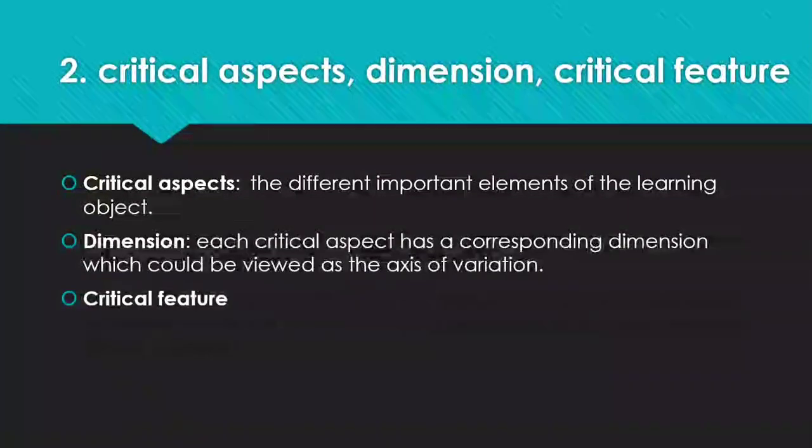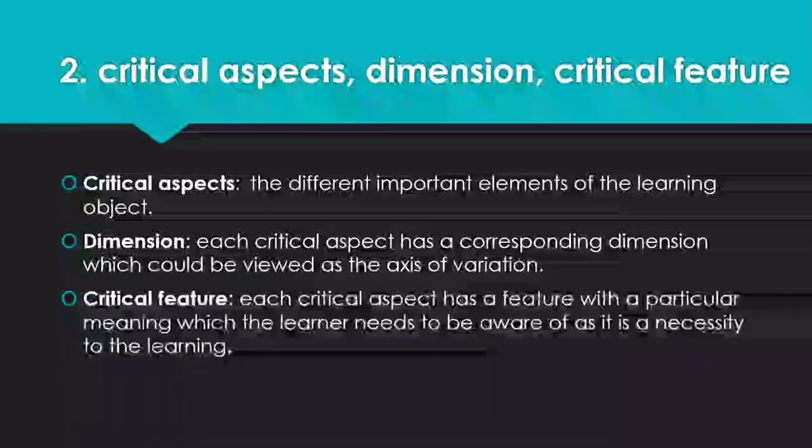Well, in terms of the critical aspect of flavor, there is a dimension of variation of flavor from not sweet to sweet. It's like the axis of variation, so that is a dimension.